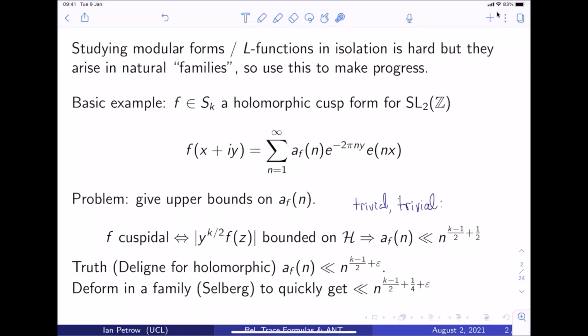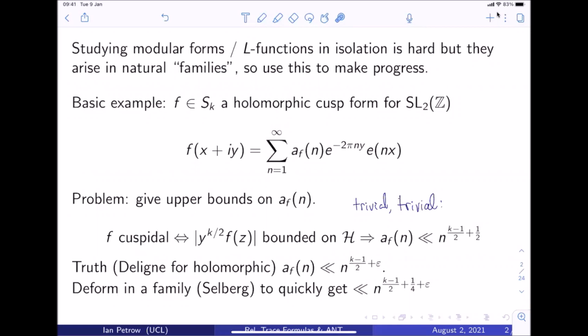We know that f is cuspidal, and that is equivalent to saying that if I take f and multiply it by y to the k over 2, where k is again the weight, this function is bounded on the upper half plane if and only if f is cuspidal. That's an equivalent way of stating that f is cuspidal, and actually that generalizes to other congruence subgroups. And then from just computing the Fourier coefficient by an integral, you can quickly see that it has to be bounded by this.